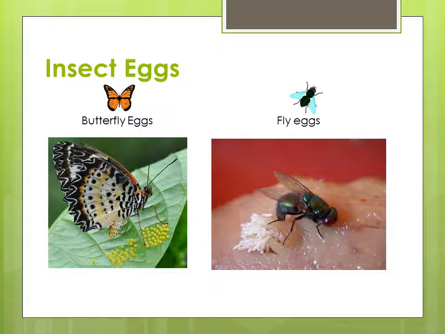So first let's take a look at insect eggs. We're going to again compare the butterfly eggs and the fly eggs. So here you can see that the butterfly on the left lays its eggs on a host, and on the right, the fly also lays its eggs on a host. Now the butterfly usually lays its eggs on a leaf, whereas the fly will usually lay its eggs on some type of, usually a dead animal.